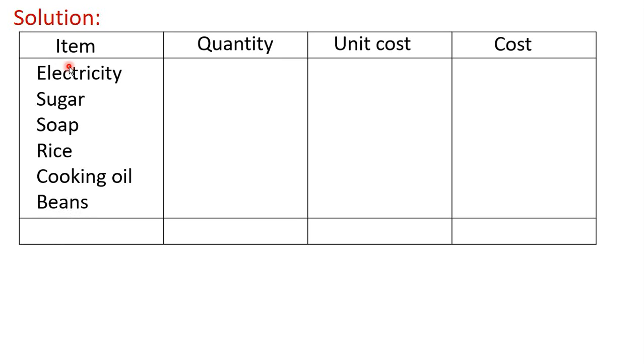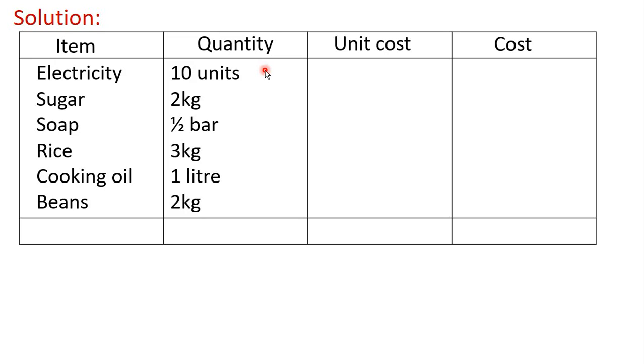Now let us look at the quantities. So for the quantities here, for electricity, we have 10 units. And then sugar, 2 kilograms, he is buying 2 kilograms. And then the soap is half a bar. Then for rice is 3 kilograms. Cooking oil is 1 liter. Then the beans, 2 kilograms.